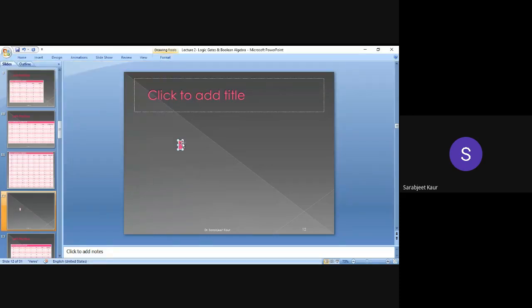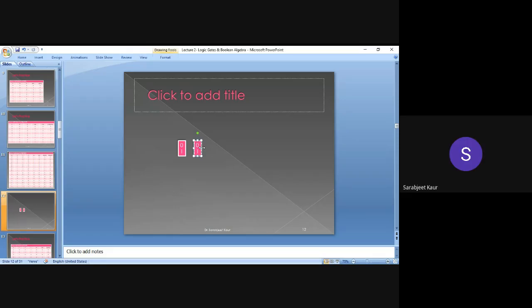Suppose I have a single Boolean variable x. What are the combinations that I can have? 0, 1. Now suppose I have two Boolean variables x and y. What are the combinations that I can have? 0 0, 0 1, and so on. How do I come to them?